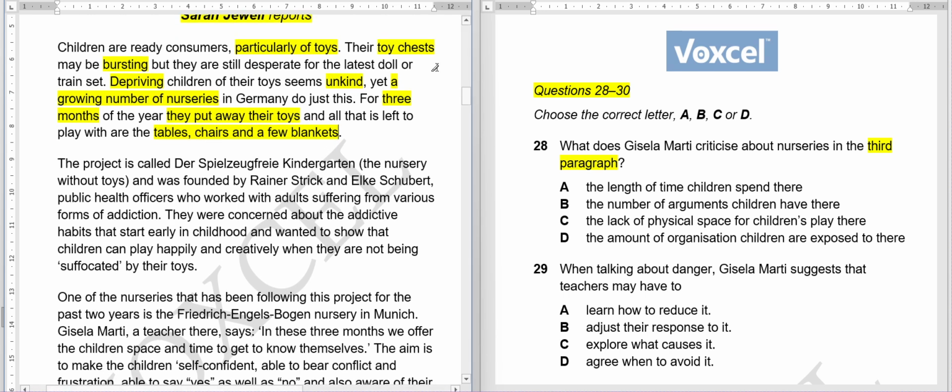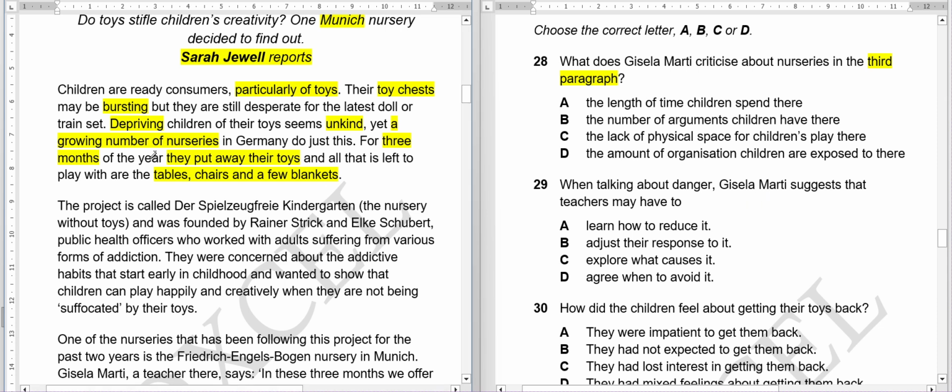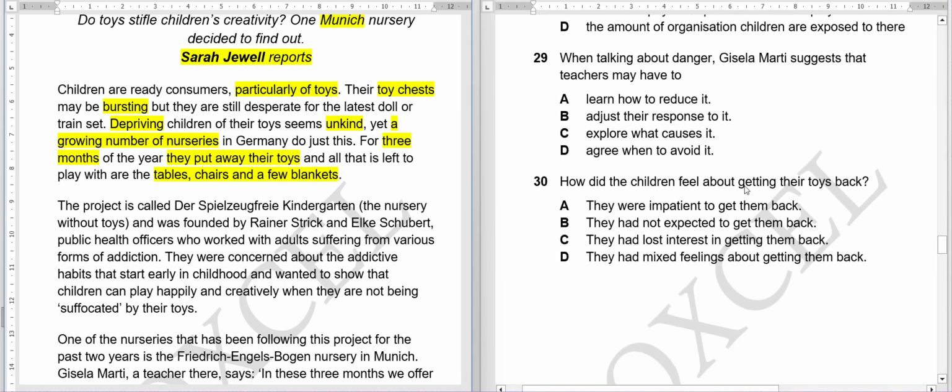Let's see. Now we have read the first paragraph, so we know there is no answer to question 28, because it's in the third paragraph. Gisela Marti, we haven't found any word or any name. How did the children feel about getting their toys back? There is no mention of that. First they have to take their toys away. There will be some report on that, like what the findings are, and then we will get our toys back. So let's mark the main words: danger and Gisela Marti. Wherever there is talk about danger and Gisela Marti, we will come to this, and getting toys back, we will come to this.